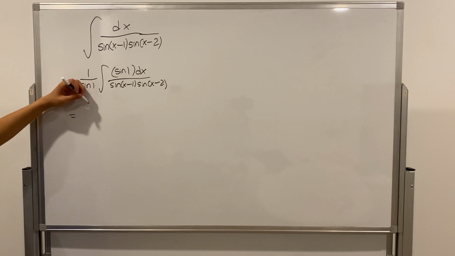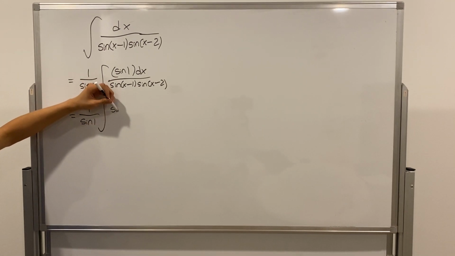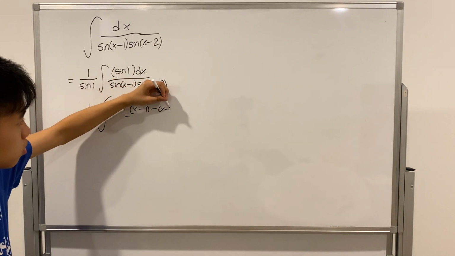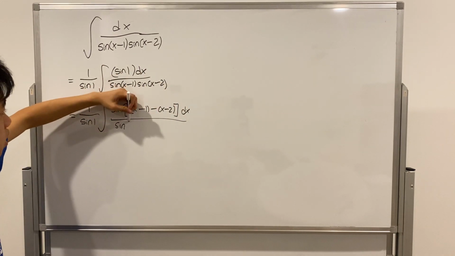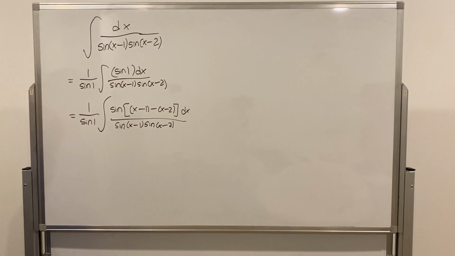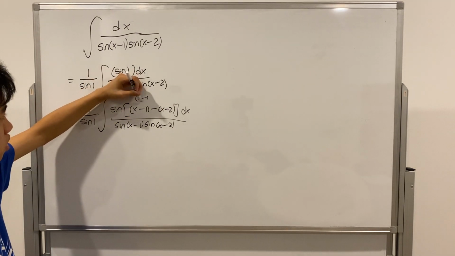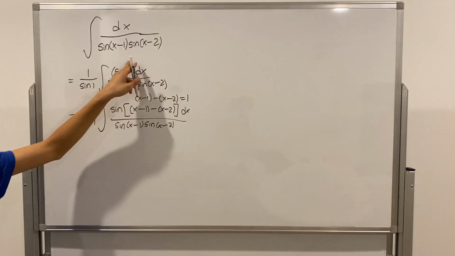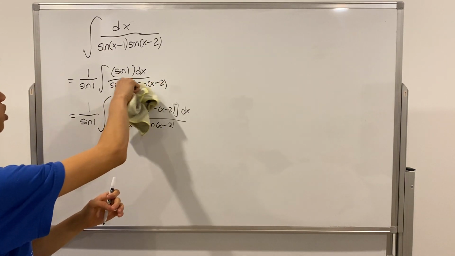Now we can do some algebraic manipulations inside the integral. We can say that sine of 1 is equal to sine of x minus 1 minus x minus 2, dx over sine x minus 1 sine x minus 2. That's perfectly valid because x minus 1 minus x minus 2 simply equals 1, and that matches up with this. So we just write this out so there's no confusion.